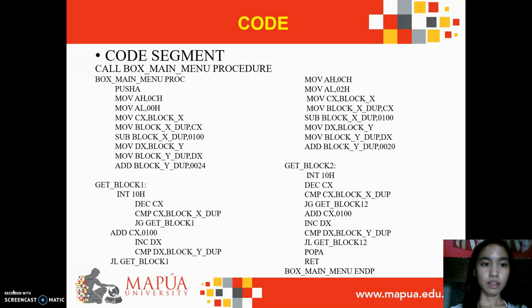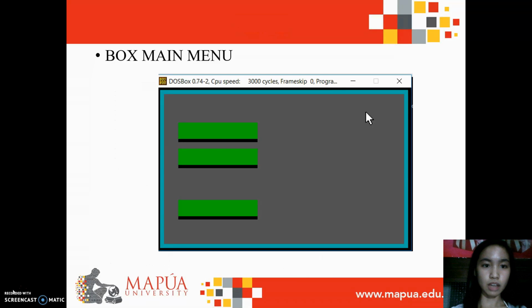Next is the box_main_menu procedure. So we have here get_black_1. It will output the black box, and the get_black_2 is for the green box. So here is the output for that.